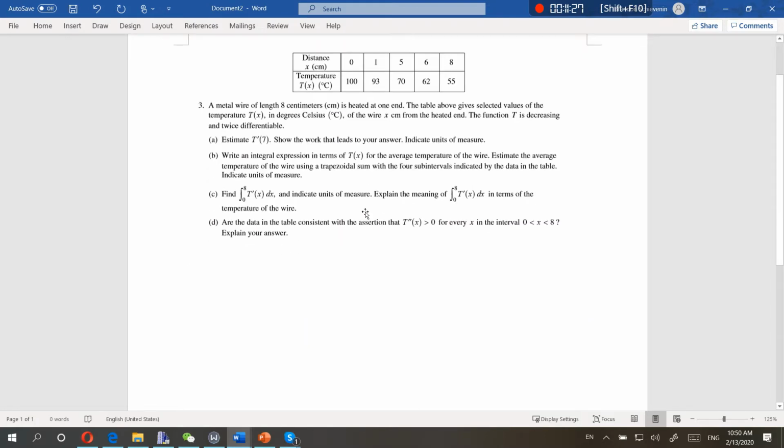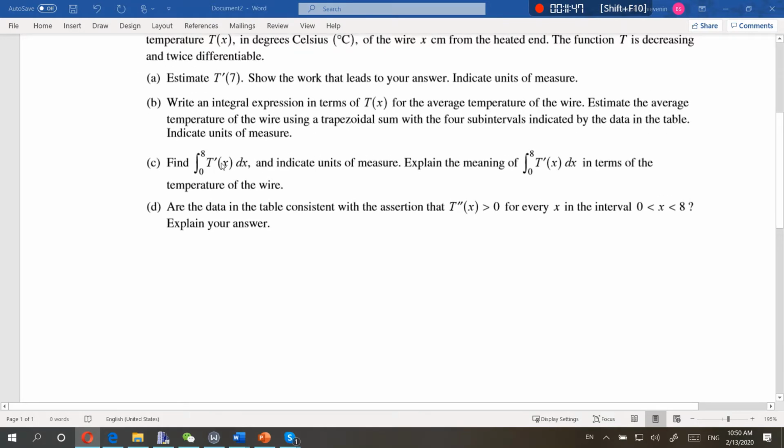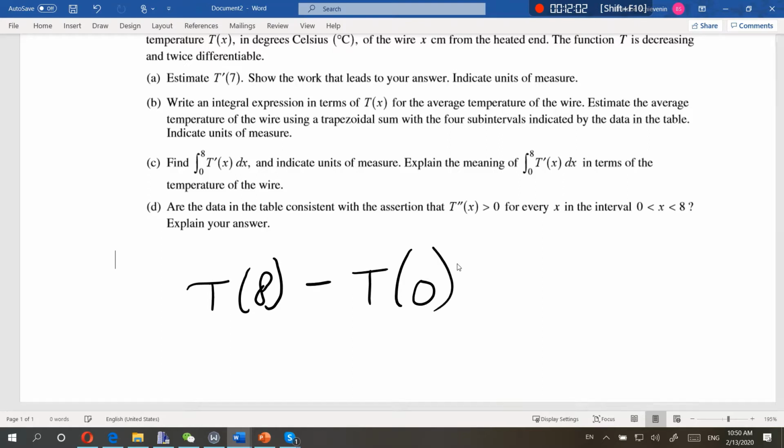Okay. So then I want to find the integral of the derivative of T and indicate units of measure, and then explain the meaning in terms of the temperature of the wire. Okay, so you said you weren't sure on this one, right? Yes. Okay, so if I integrate a derivative, what will happen? F(b) minus F(a), right? So when I integrate T prime, I'm going to get T of 8 minus T of 0, right?